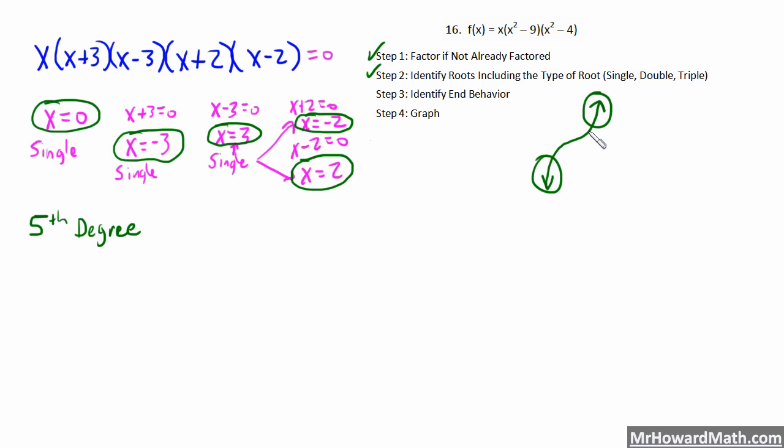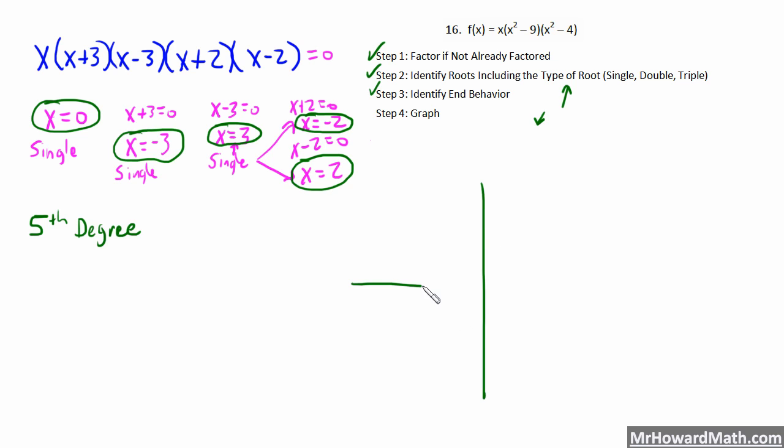As x approaches positive infinity, it's going up. As x approaches negative infinity, so going to the left, it's going down. So it's up to the right, and we have up to the right and down to the left. That is our end behavior. So that part's done. Now we just sketch.